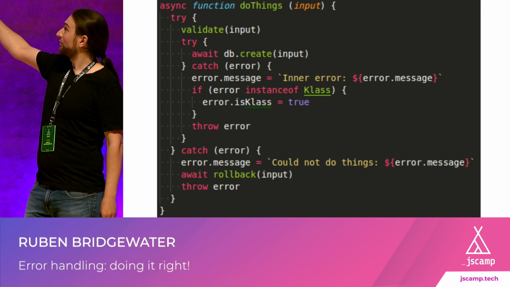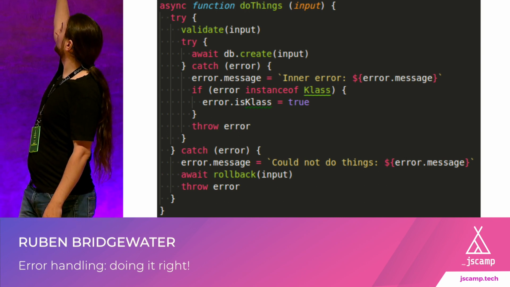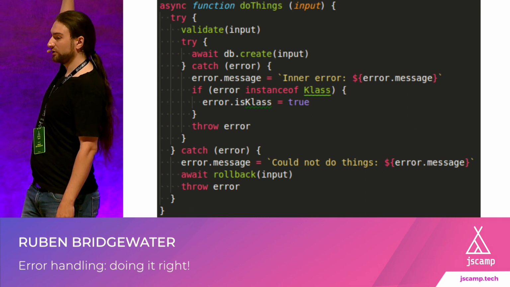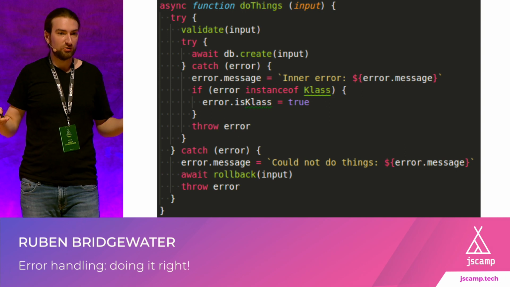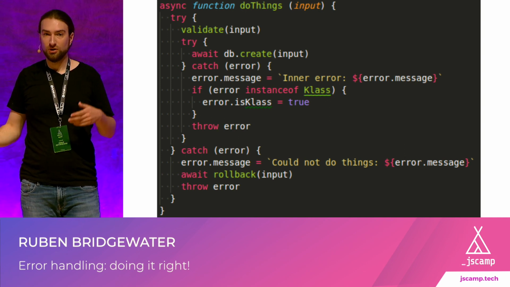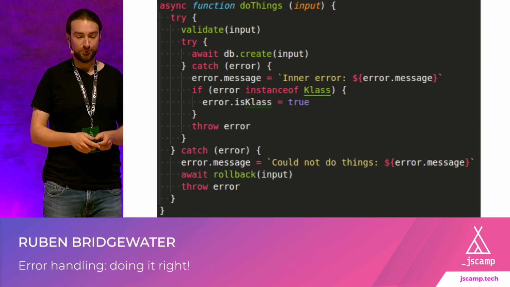And now we throw that error, we manipulate the error message again, so it would be like, could not do things, inner error, plus the original error message. And it's just very verbose without really helping you out. So concatenating the error message will probably not help you.